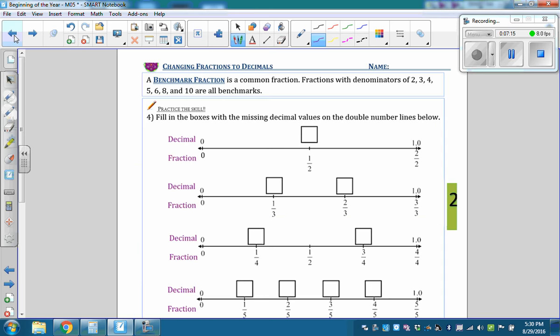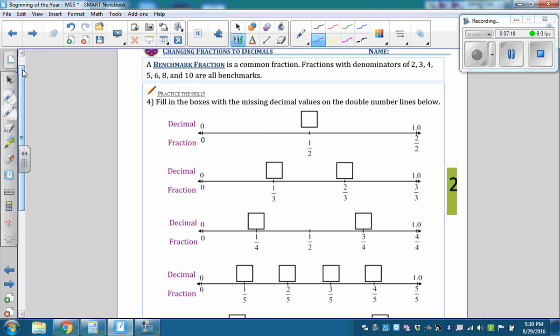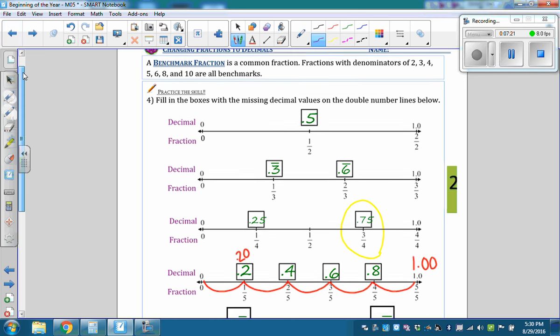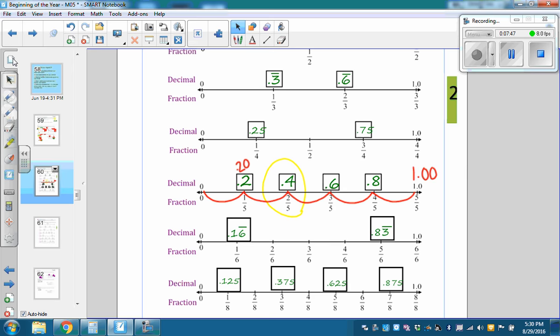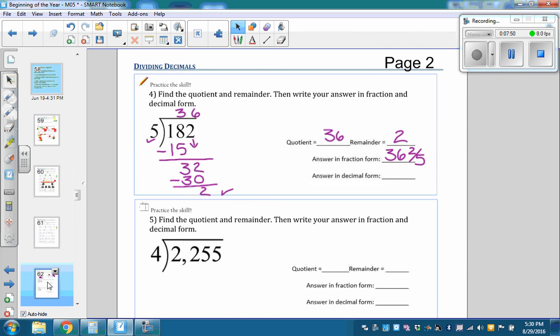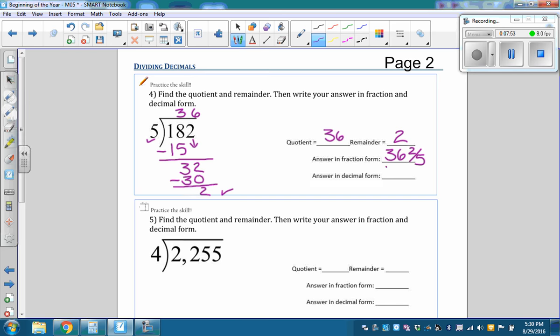And if you don't have the 2/5 memorized, go to the benchmark fraction chart and find the fifths. We talked about this being like money. So if you break a dollar into 5 parts, that is 20 cents. So 1/5 is 20 cents, 2/5 would be like 40 cents, or 0.4. So that brings us back here to the final answer to be 36.4.